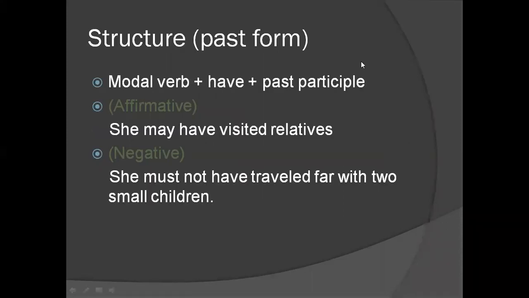So, the structure of the past form of the modal verbs generally will have the modal verb followed by have and the past participle. This is the structure. For example, affirmative means positive: she may have visited relatives. Again, the question is, where must Angela have gone? What must Angela have done? She may have visited relatives. Look at the structure of the past: may followed by have and the past participle. May have visited. If it is negative, then you say she must not have traveled far with two small children. So this is the structure.